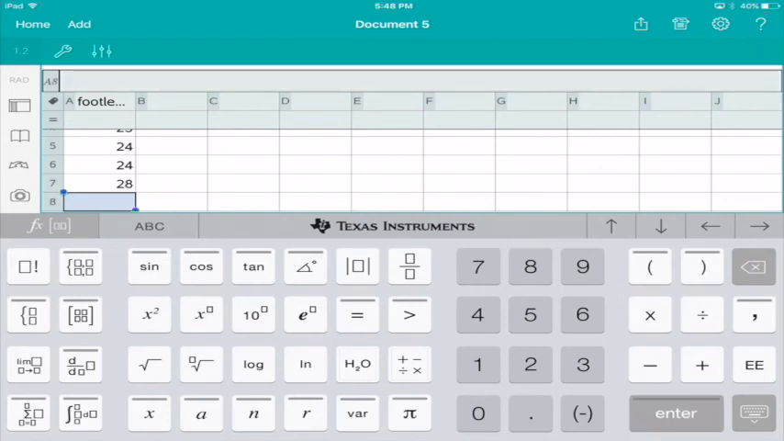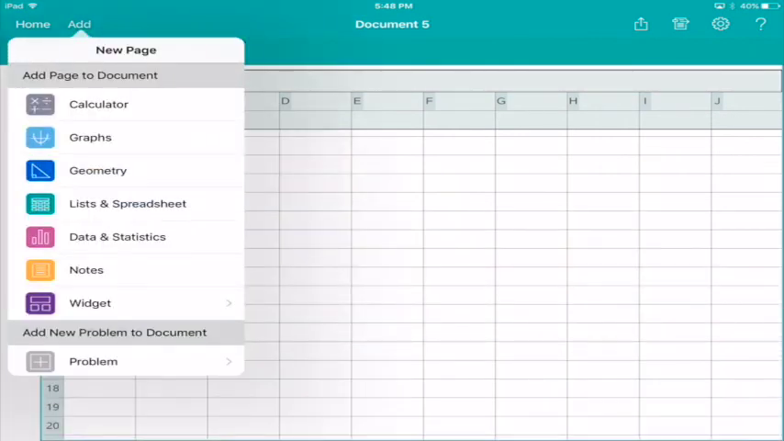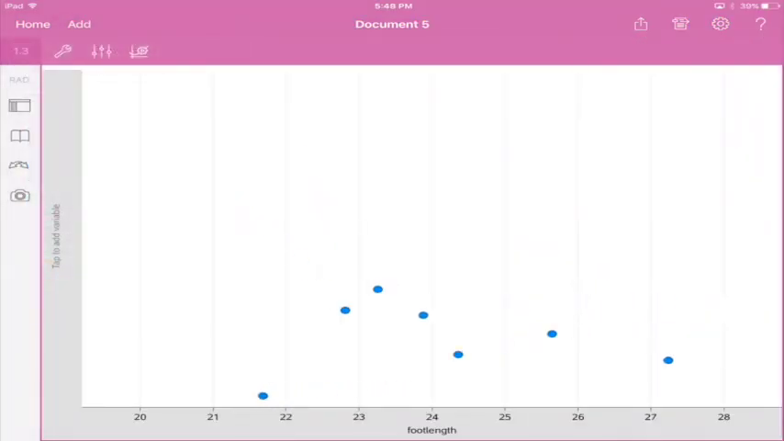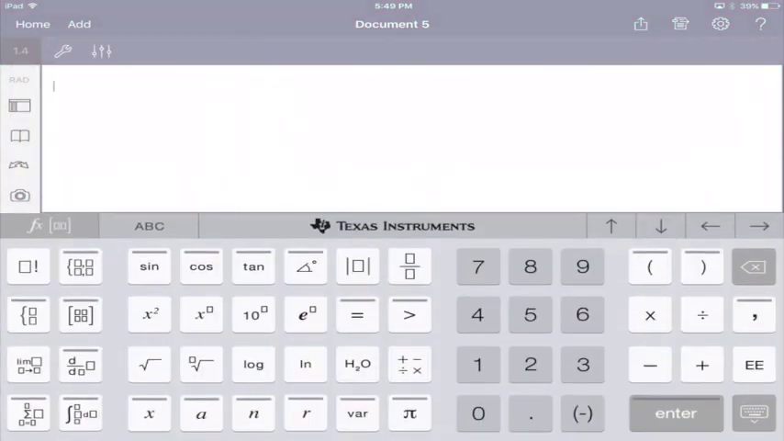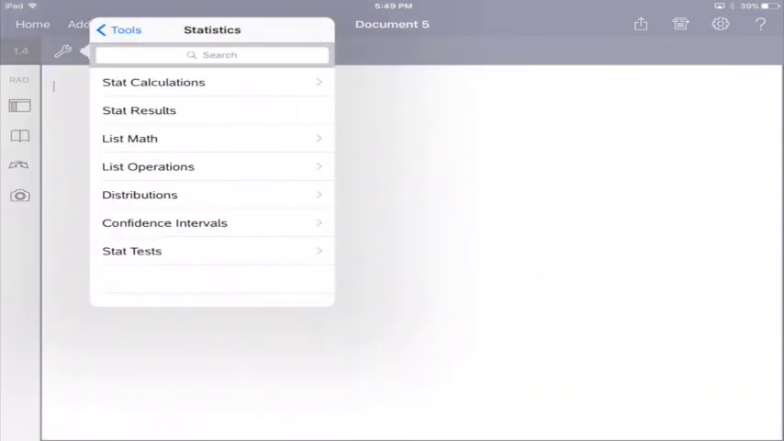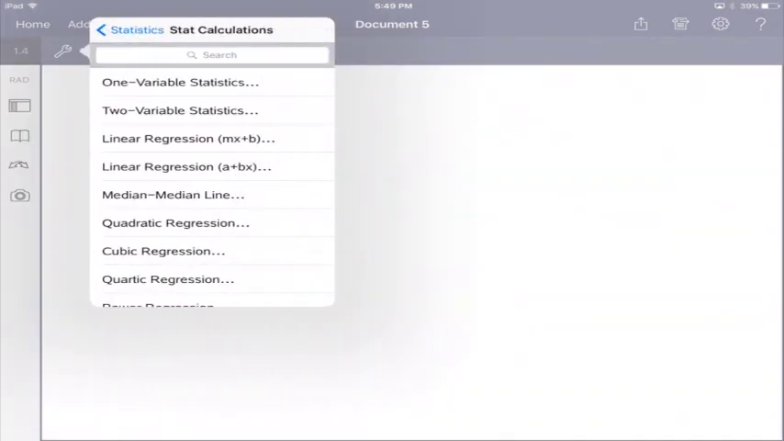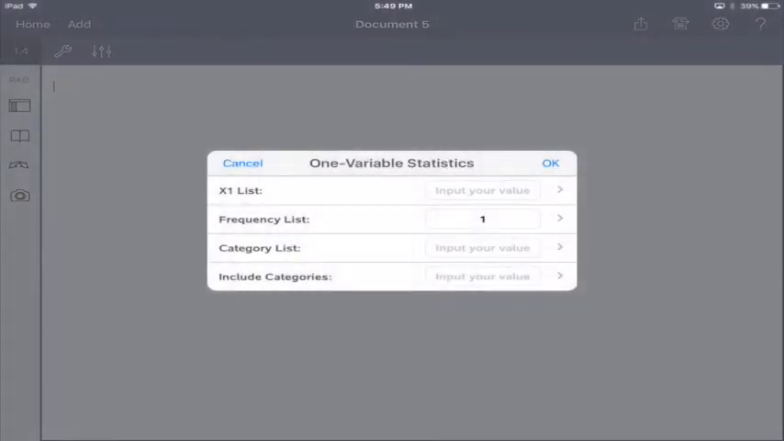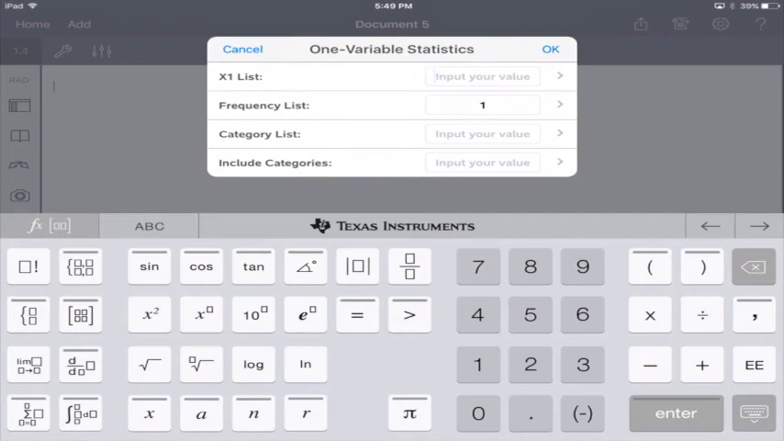Now that I have all these, I'm going to add a data and statistics page just to show you what distribution is going to look like. Now that doesn't matter as much. What I really need is a calculator page. On this calculator page, you're going to click Menu. I don't have that on here. You have to be able to find it by yourself. Statistics, Stat Calcs, one variable stats. And we're going to use that foot length.